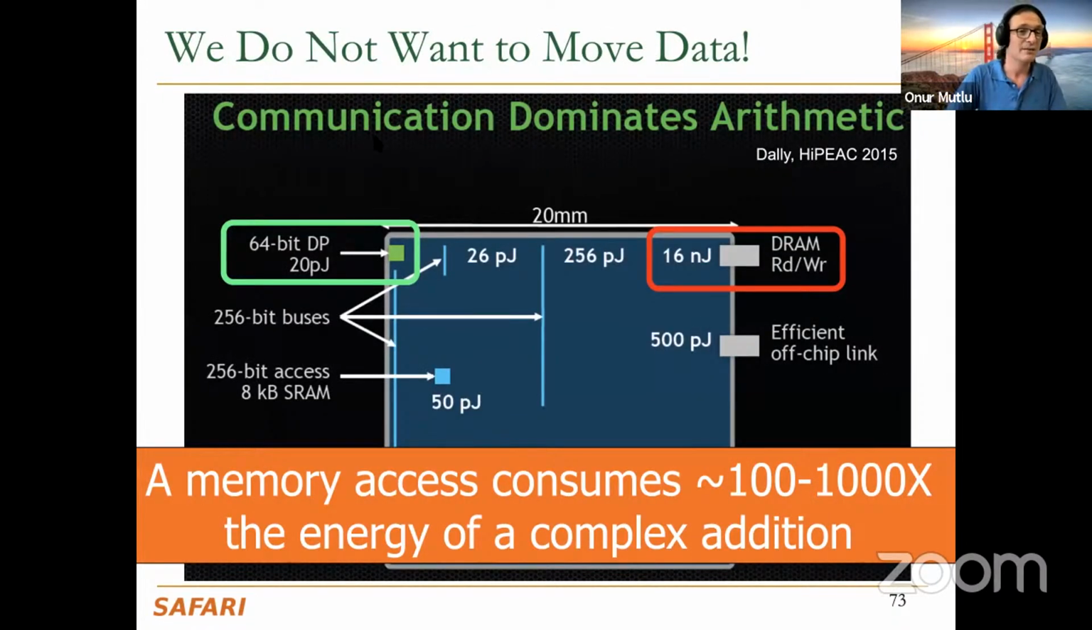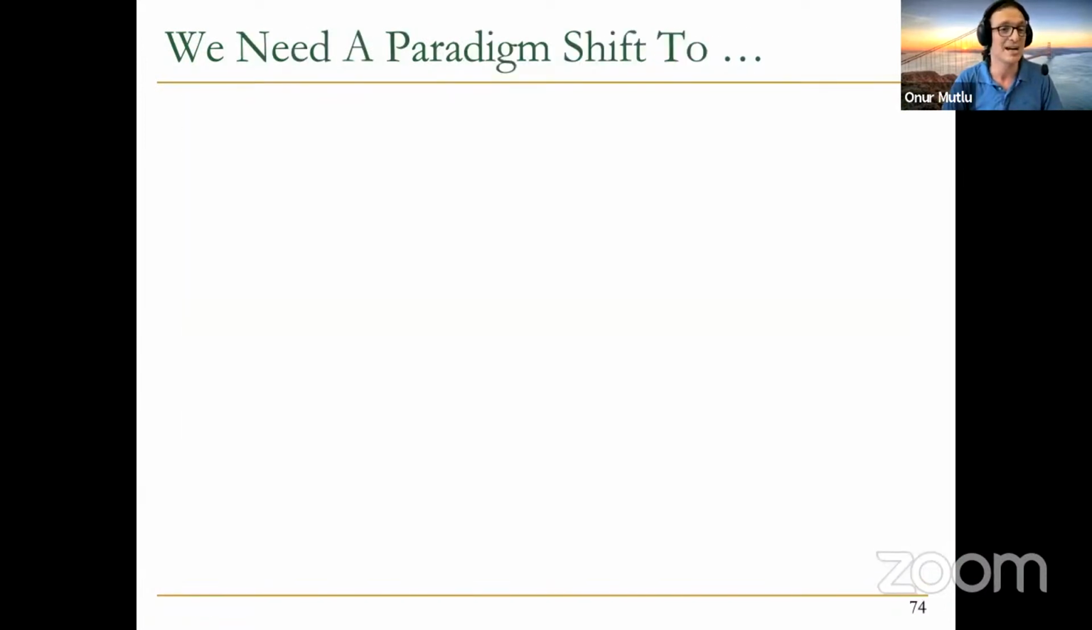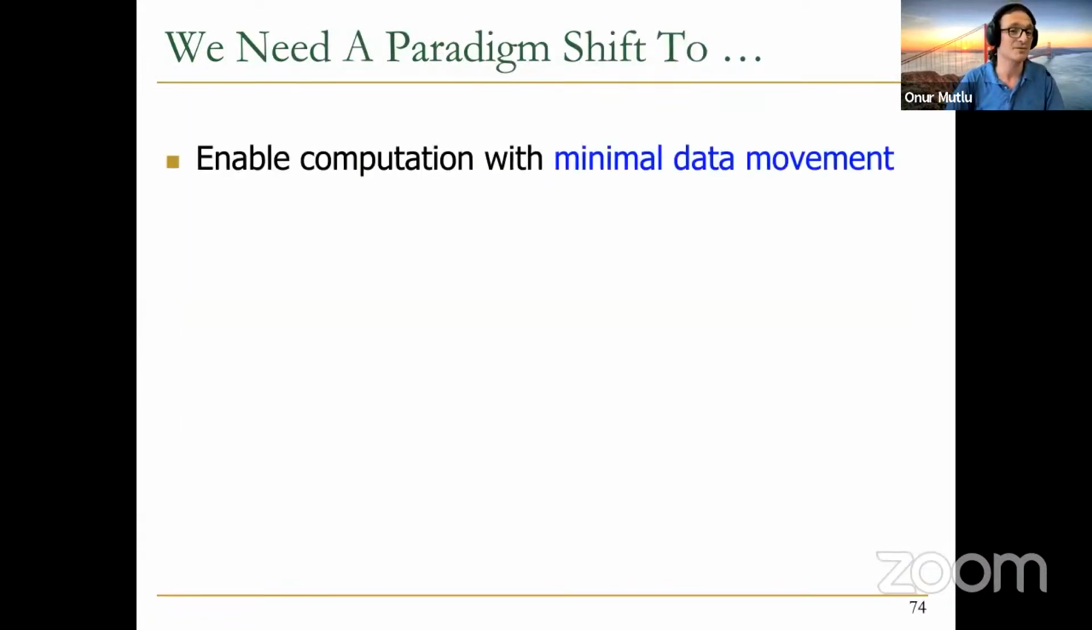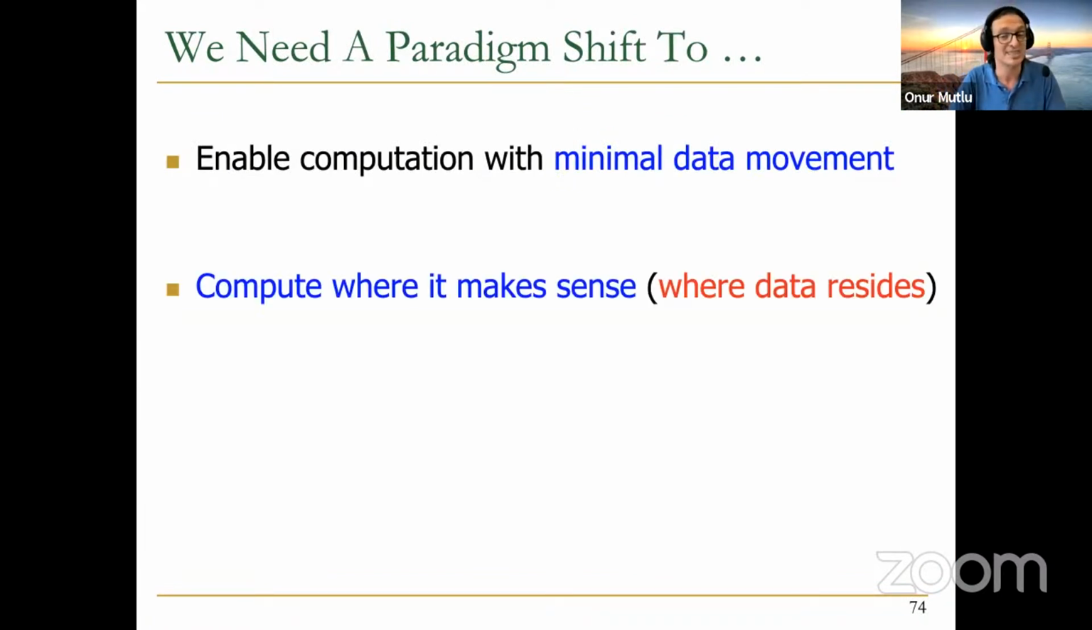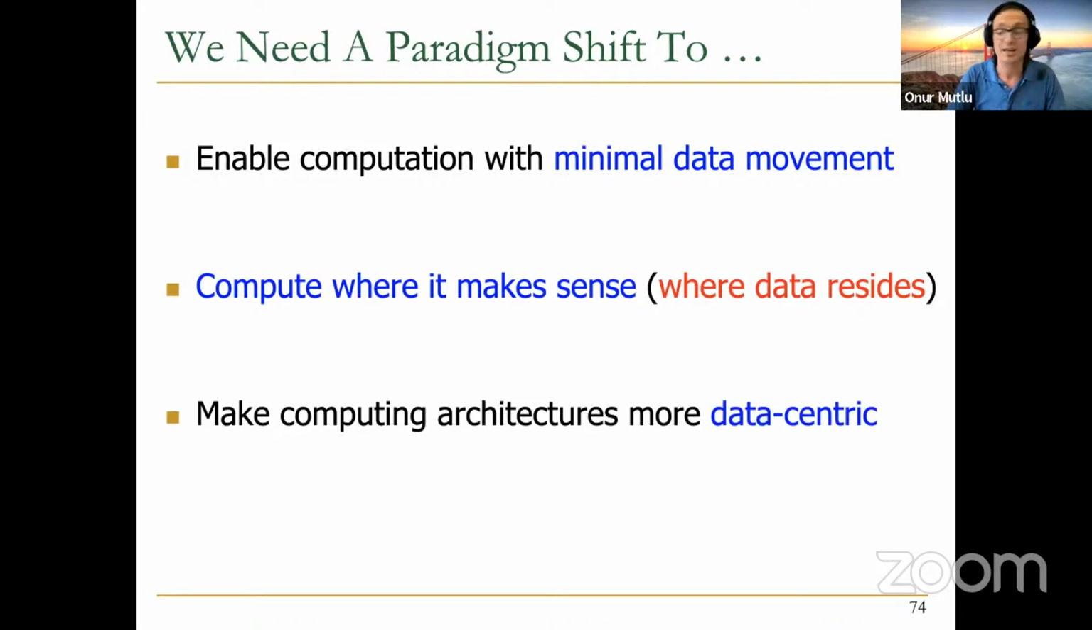So basically, we do not want to move data. Then the question is, how do we design a system that minimizes data movement? This is a paradigm shift. We want to enable computation with minimal data movement, compute where it makes sense, where data resides. It could be anywhere. It could be memory. It could be disk. It could be tape. It could be where the data is generated, in a genomics engine, for example, in a genome sequence analyzer. We want to make computing architectures more data-centric.